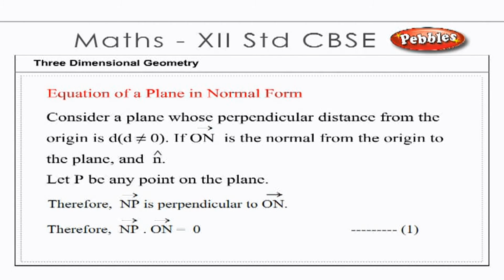Equation of a plane in normal form. Consider a plane whose perpendicular distance from the origin is d, d not equal to 0. If ON vector is the normal from the origin to the plane and n cap, let P be any point on the plane. Therefore, NP vector is perpendicular to ON vector. Therefore, NP vector · ON vector = 0.